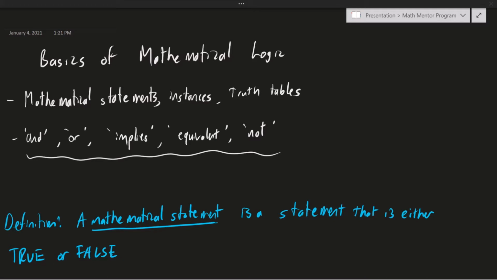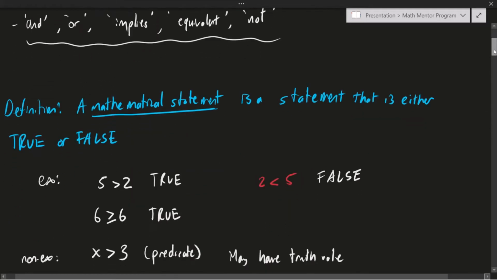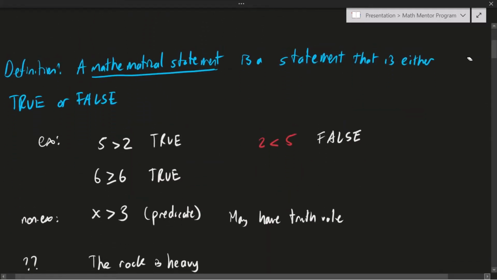This is just any sort of statement that is either true or false. In other words, it just has to have what we call a truth value. It doesn't have to be true all the time. All these things here are examples of mathematical statements, right? We can verify that they're true or false.